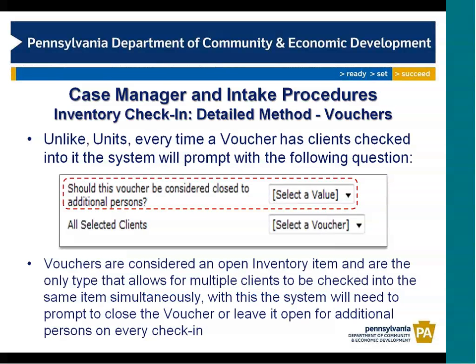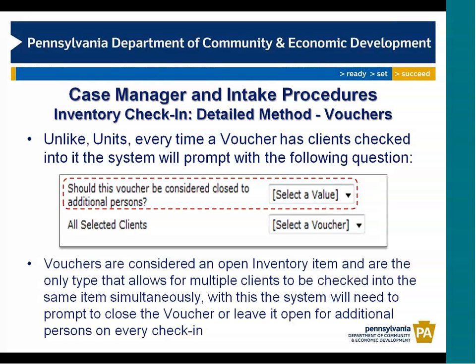Now, with vouchers, it also prompts. And unlike units, which only do it under certain situations, vouchers actually prompt a secondary question every time: should this voucher be considered closed to additional persons? Again, because the system's not sure and it is an open inventory item, it asks this question.